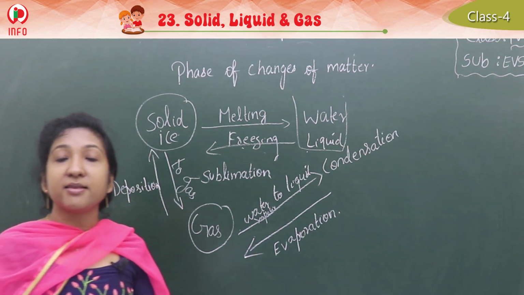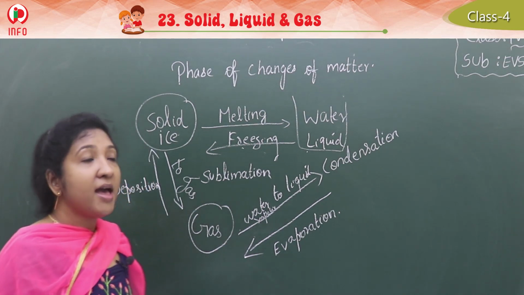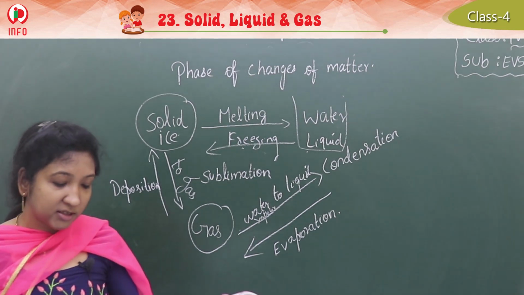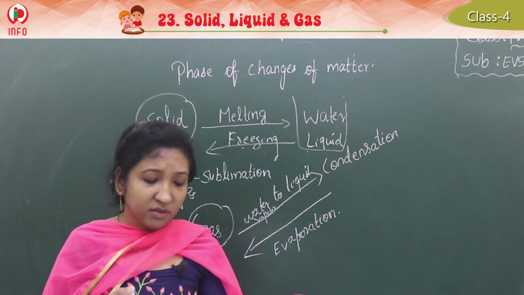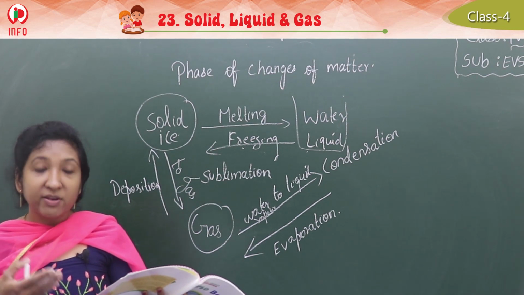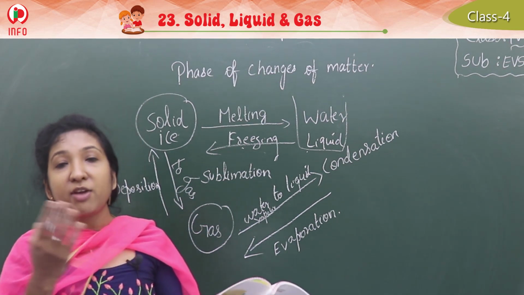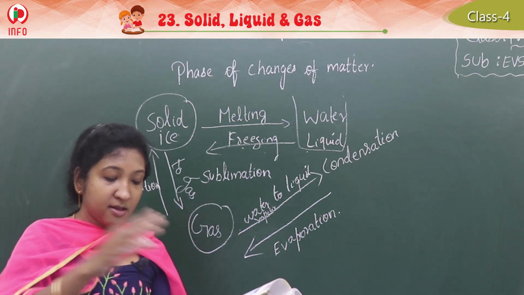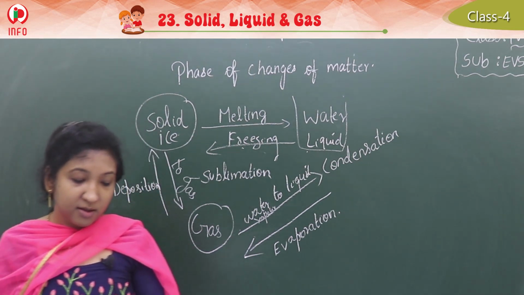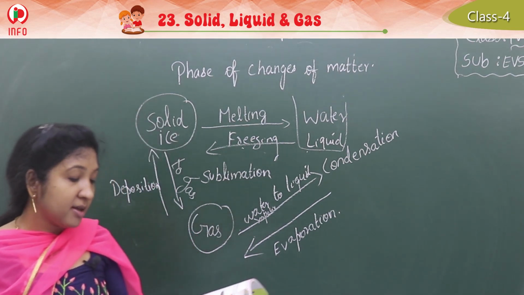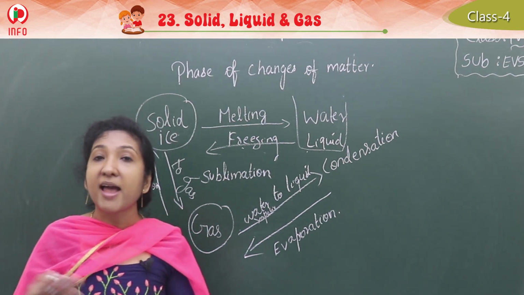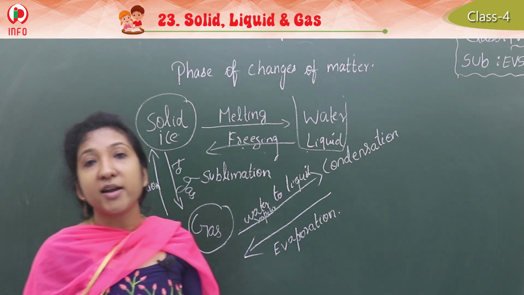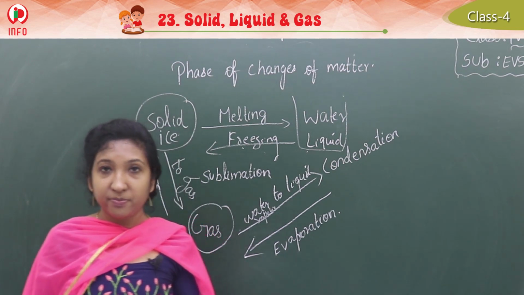Solid ice melting changes into water, and freezing, again the water changes into ice, isn't it? Same like that, from gas, the change of water vapor to liquid is condensation, and from liquid to gas, that is evaporation. Then sublimation is the process by which solid is directly converted to gas, and gas to solid form is deposition.